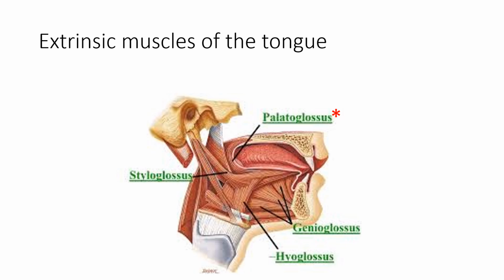So all the extrinsic and intrinsic muscles are innervated by cranial nerve number 12, except for the palatoglossus, and that's why I added a red asterisk on the image over here. So the palatoglossus is innervated by cranial nerve number 10, also known as the vagus nerve.